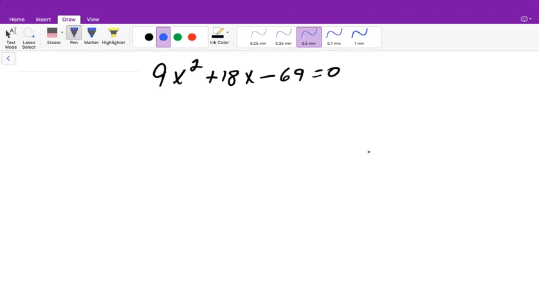All right, remember, we are completing the square, so we need to set it equal to our constant. So we add over our 69. So we get 9x squared plus 18x is equal to 69.